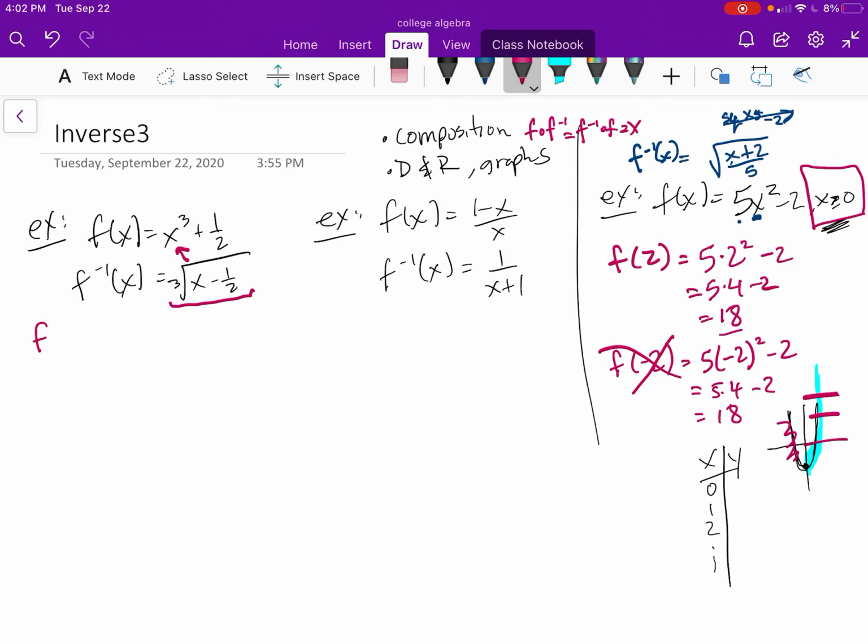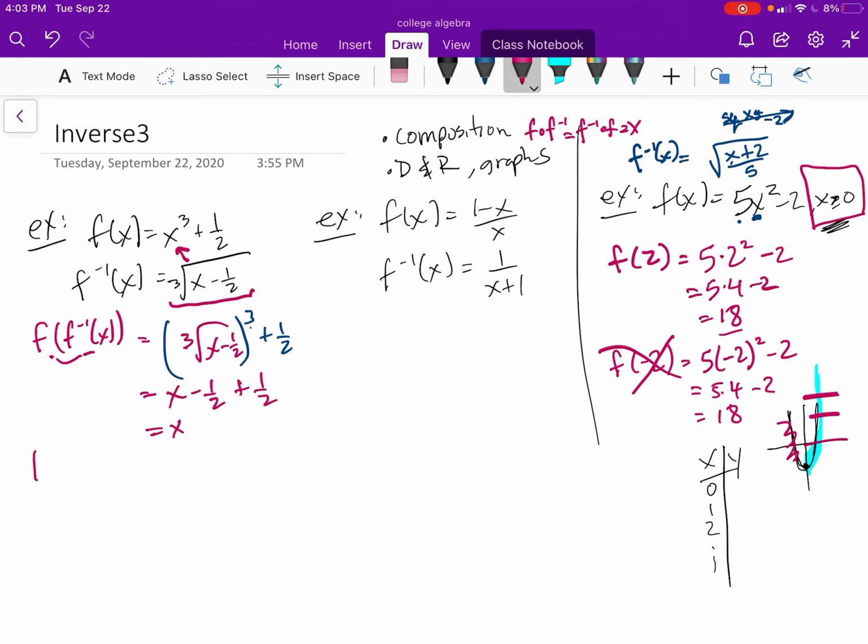It says compose f with its inverse, so take the inverse and substitute it into f. So I'm going to take that cube root of x minus 1/2, and I'm substituting it in for x, which says it's cubed plus 1/2. Then cube and cube root cancel, and I am left with x minus 1/2 plus 1/2, which is x. Okay, so far so good.